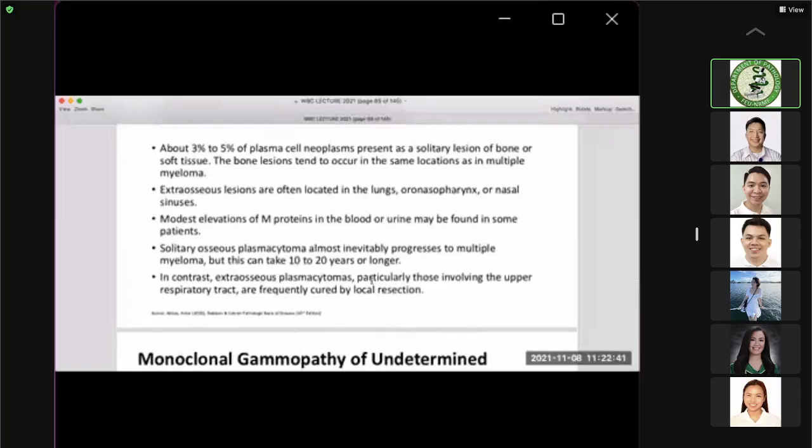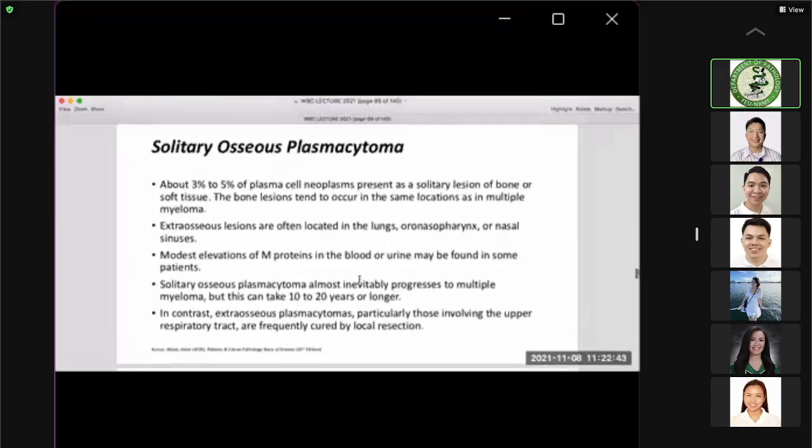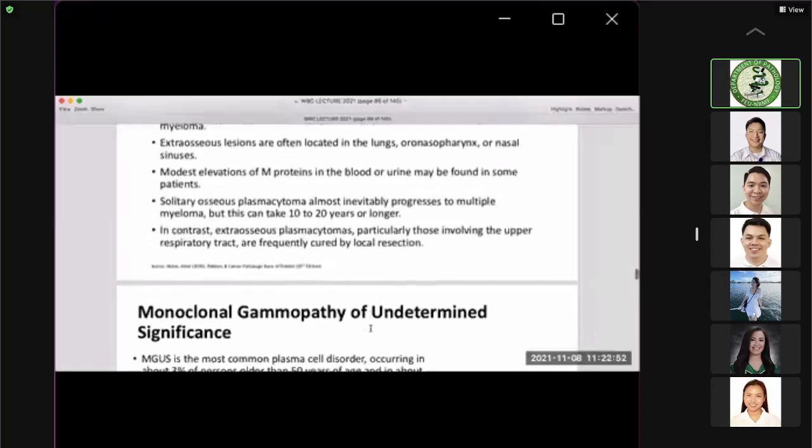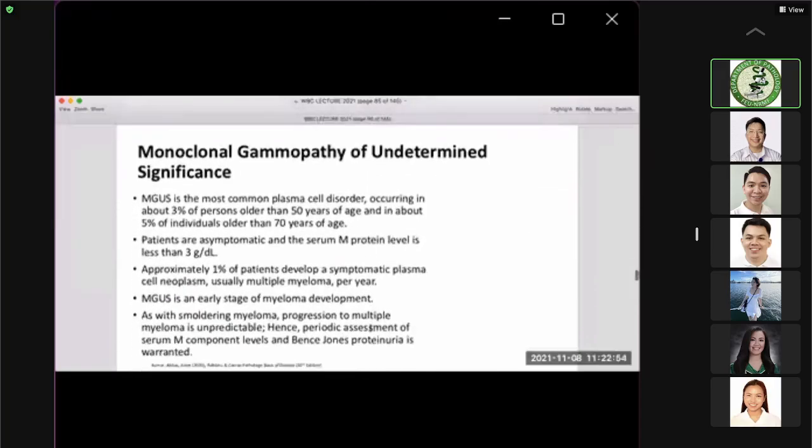Okay, so pwede siyang ano, no? In contrast to this extraosseous plasmacytoma, they can be resected, no? Locally resected. Okay. Then we have MGUS, or the monoclonal gammopathy of undetermined significance. No? It is the most common plasma cell disorder.